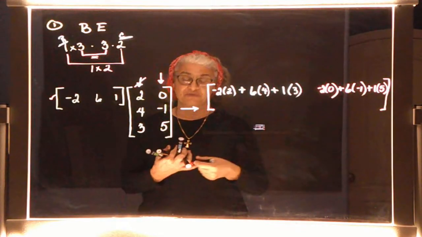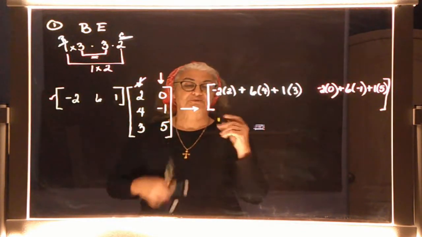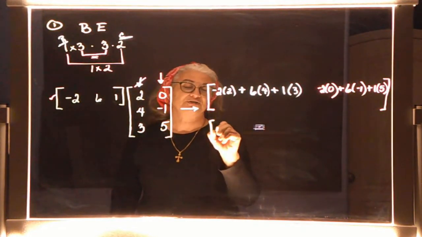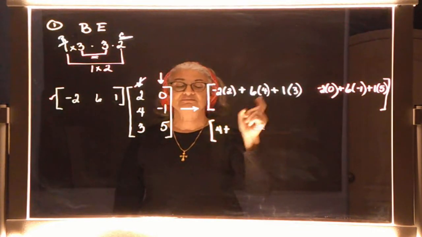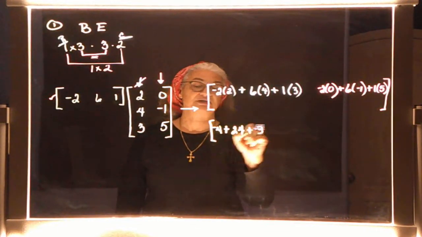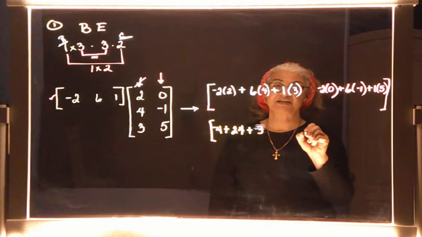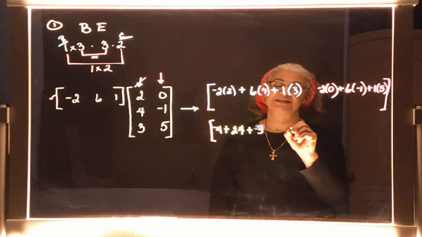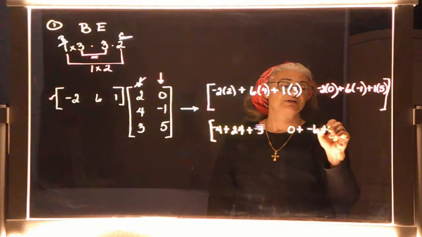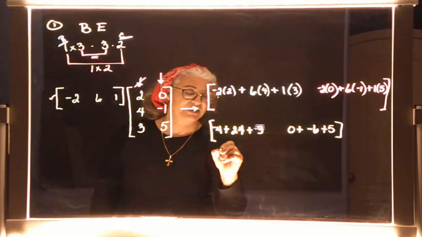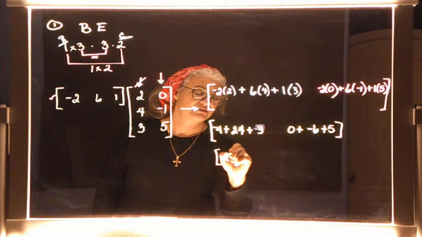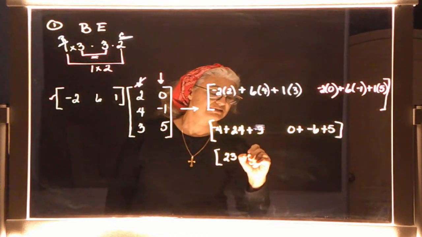Now I need to simplify this. So, -2 times 2, good. That's a -4, and I'm adding it to 3. In the first row, second position, second column, yeah, negative 2 times 0, well, that's just 0. Plus a negative 6 plus 5. And adding everything together, doing my simplifying, gives me 23 and negative 1.